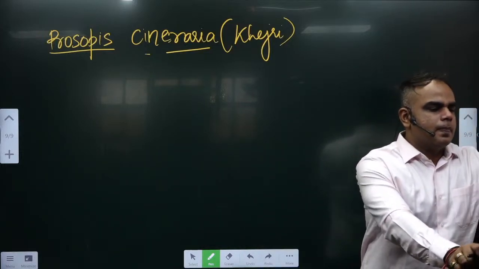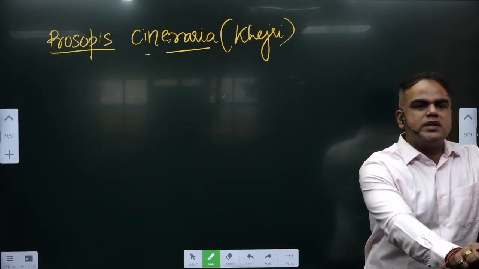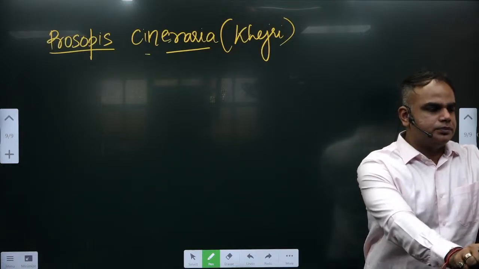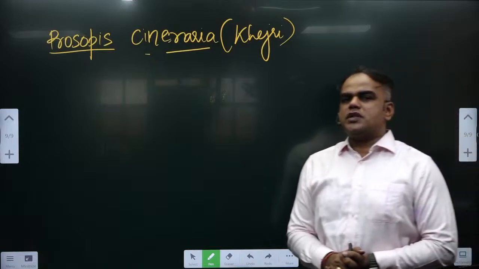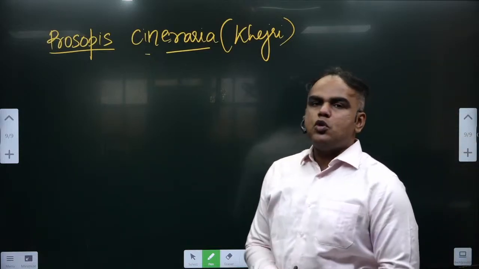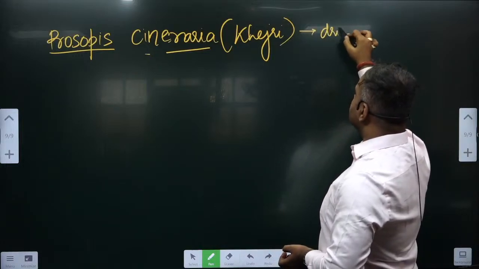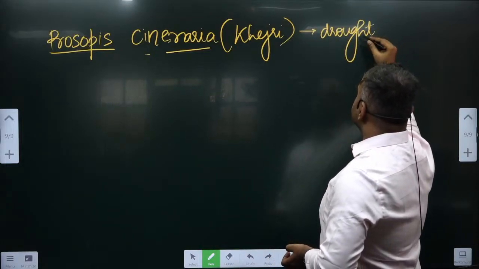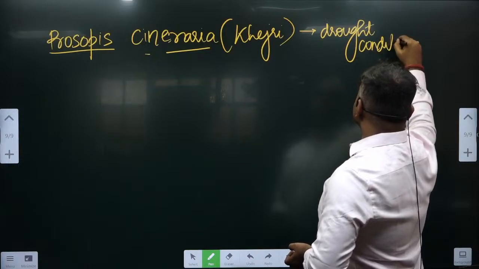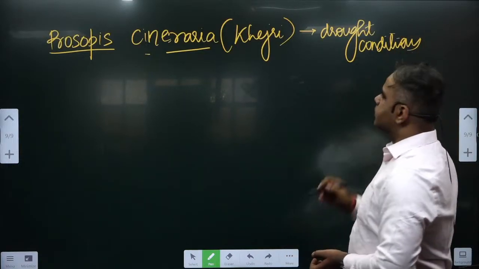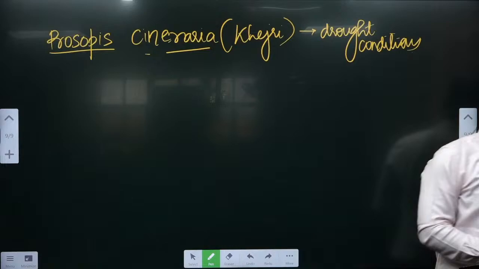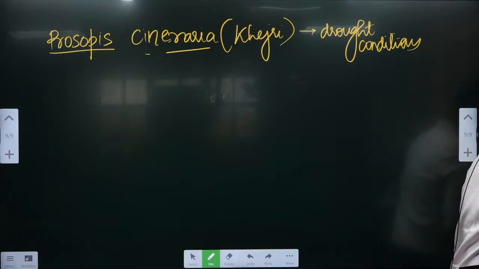They develop deep root systems to access groundwater, which helps them to mitigate these harsh drought conditions. So that is one part that you can mention and write about.